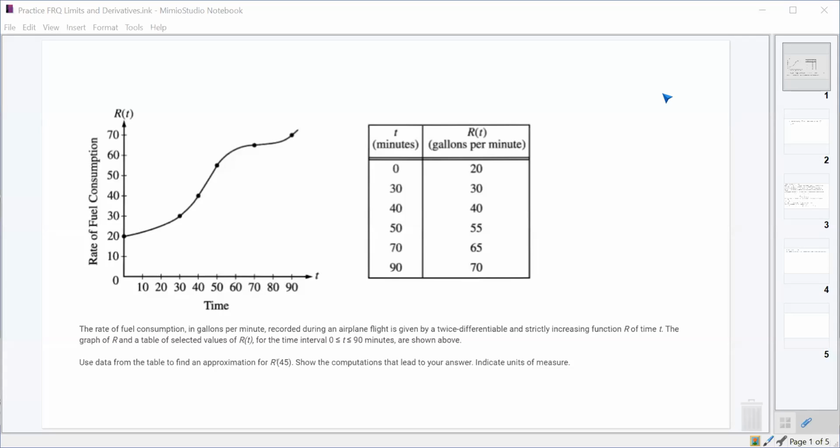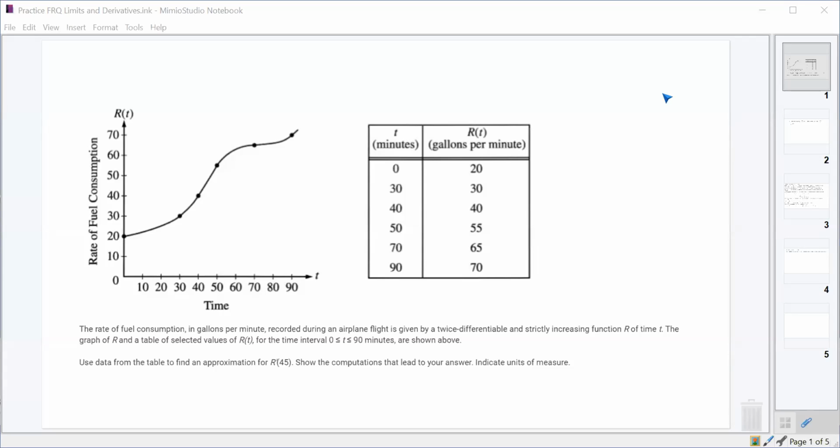All right, so we're given a bunch of information here. We got the graph, we got the chart. We know the function is differentiable twice, which means we could find its derivative and find its second derivative. It says that it's always increasing. Most of that stuff doesn't matter to us for this part of this problem. It might matter to other parts if we had other parts of this problem right now.